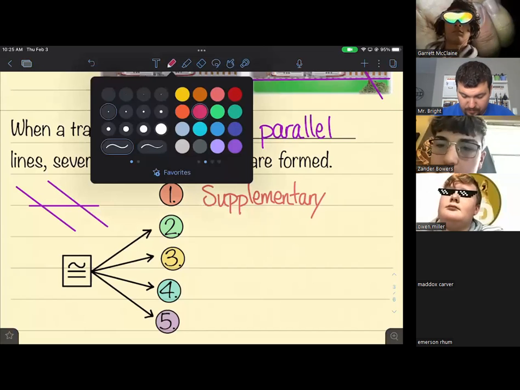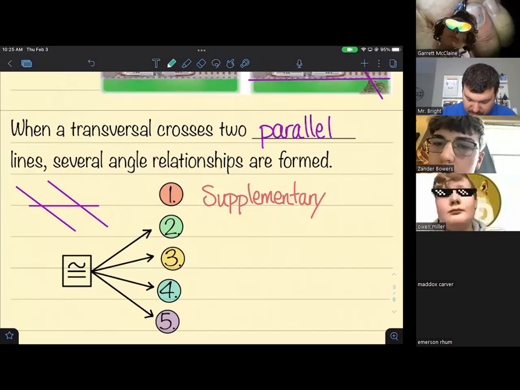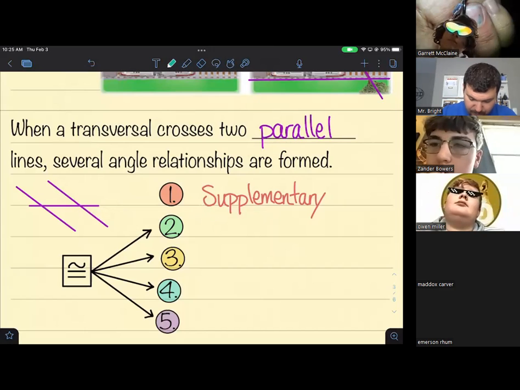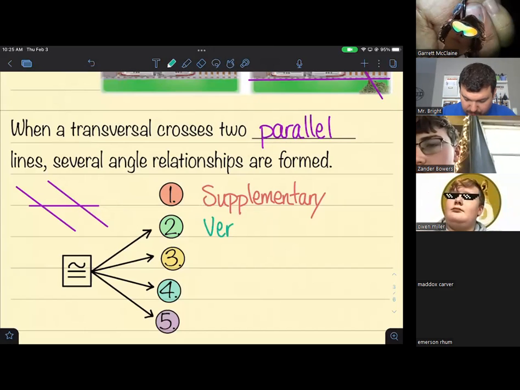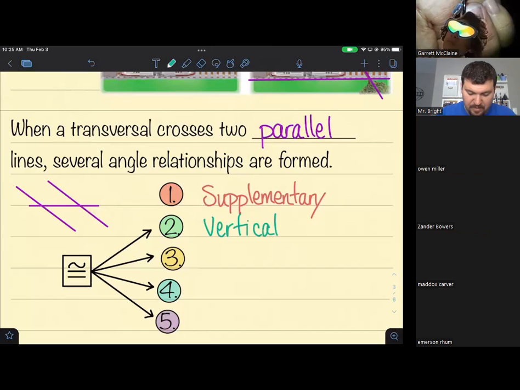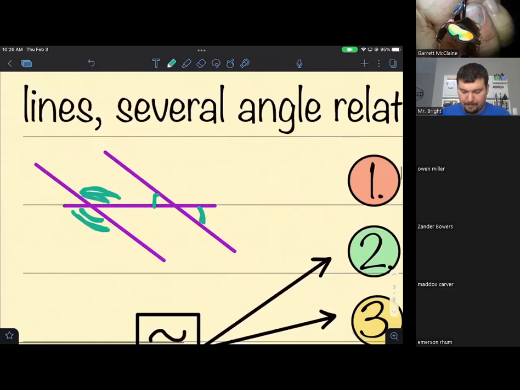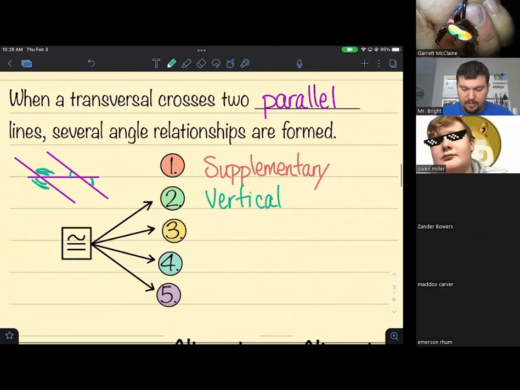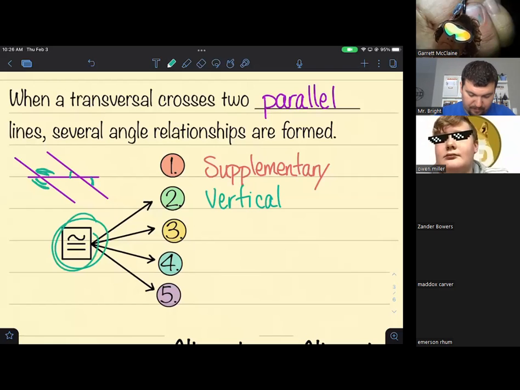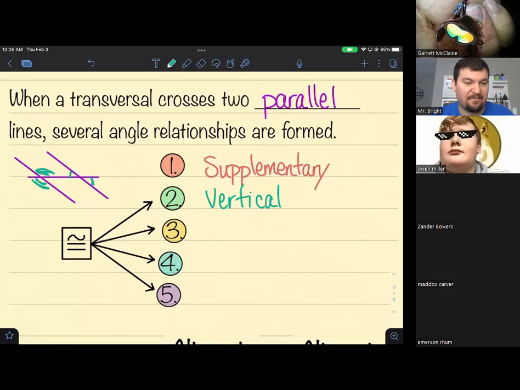We also have another one, corresponding angles. Oh, hold on a second. Let's do vertical first. Vertical angles, because we already know what that word means. And so that means this one here and this one here would be vertical from each other, and they're the same size. And this angle here and this angle here would be vertical from each other, and they're the same size. So supplementary angles don't have to be congruent. That's why you don't see my congruent symbol pointing up to number 1. But vertical angles do have to be congruent.